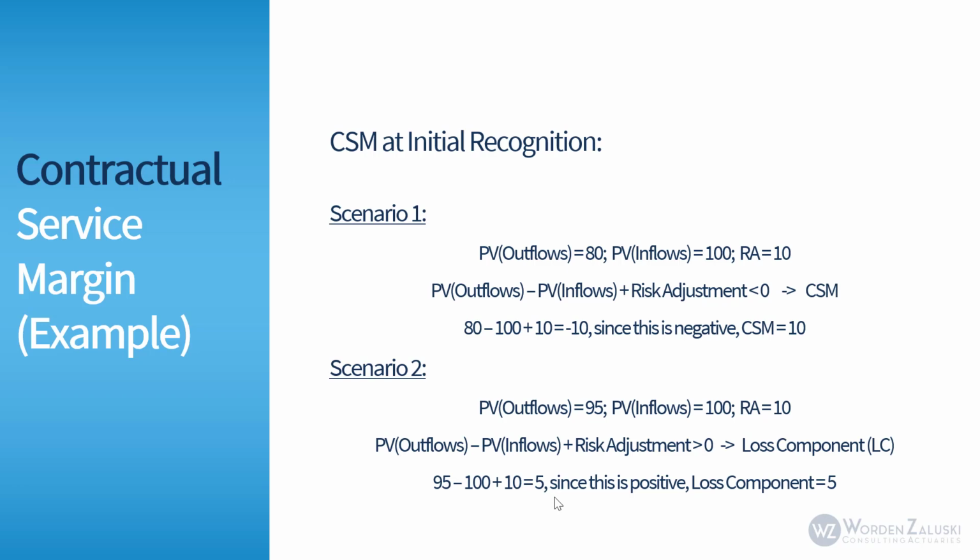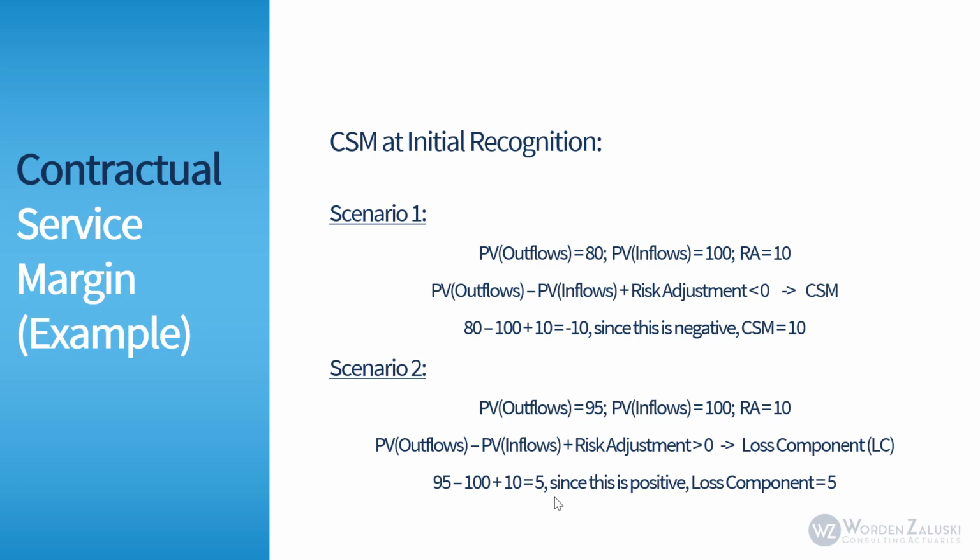So scenario one, assume we have PV of outflows of 80, PV of inflows of 100, and a risk adjustment of 10. So using our formula, we can take our PV of outflows 80 minus our PV of inflows 100, that gives us negative 20, plus our risk adjustment of 10 gives us negative 10. And since this is negative, that means we have profit in the product, or we have a CSM of 10. And you can think of this as the PV of outflows is your claims and expenses of 80, and you're charging $100 to the consumer for this, so you expect to earn about $20. Then you set up a risk adjustment of 10, so you still have about $10 of profit.